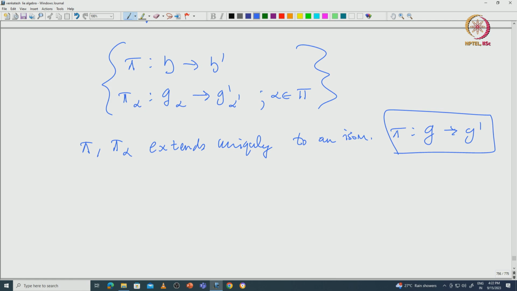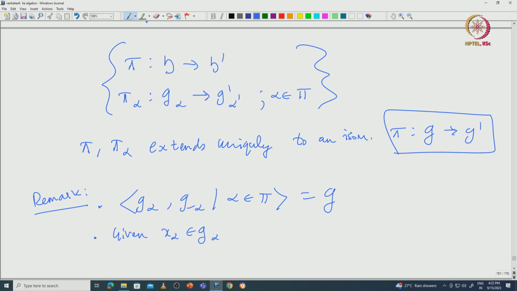So, here the remark: G alpha, G minus alpha, alpha in pi, generate G. This is the first point. And the second point: given x alpha inside G alpha, there exists a unique y alpha inside G minus alpha such that the bracket of x alpha and y alpha is exactly H alpha. Either we have to tell the pair x alpha, y alpha, or the pair x alpha, H alpha. The third element will be uniquely determined, because they form an SL2 triple.